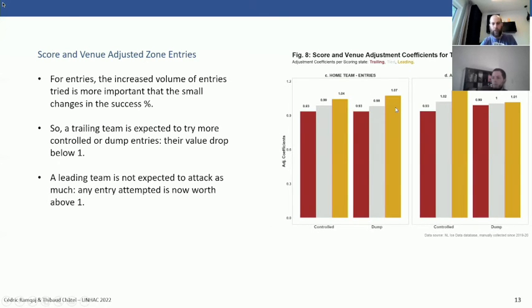And so for entries, the big factor in the adjustment is that you have an increased volume of entries tried when you're trailing the game, and that becomes way more important than the small changes in the success percentage that we saw. So for a trailing team, you're expected to try more control or dump entries, and so the value of both drops below 1. And on the other hand, a leading team is not expected to attack as much as before, and so any entry attempted is now worth above 1, because you're not supposed to do that.